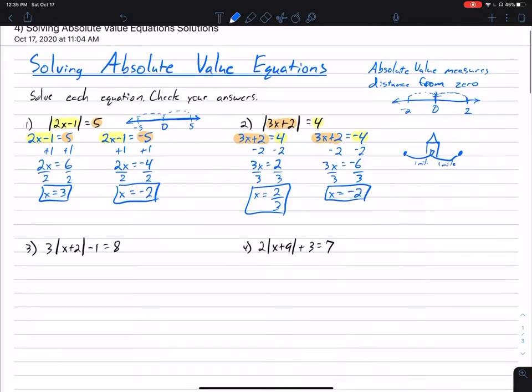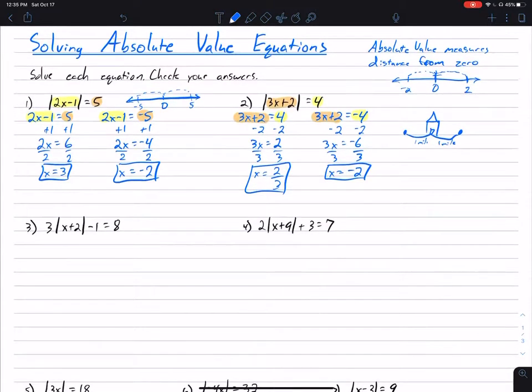Now, what you do need to watch out for is a problem like number 3 or number 4. What's very, very important for these, and absolutely critical, is you cannot solve these until the absolute value is by itself. You need to get that isolated. So anything, in the case of number 3, on the outside needs to be moved over first, and then you can solve the problem. So I'm going to add 1 to each side. So I get 3 times the absolute value of x plus 2 is equal to 9. Then I'm going to divide by 3. So I have the absolute value of x plus 2 is equal to 3.